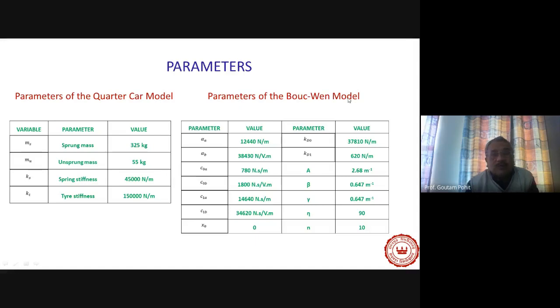These are the values we have taken. Parameters for the Bouc-Wen model, that is alpha A, alpha B, C0A, C0B, all these values we have taken from the open literature. And the spring properties also we have taken from this. All these properties we have taken here. Okay. These are from the open literature we have taken.